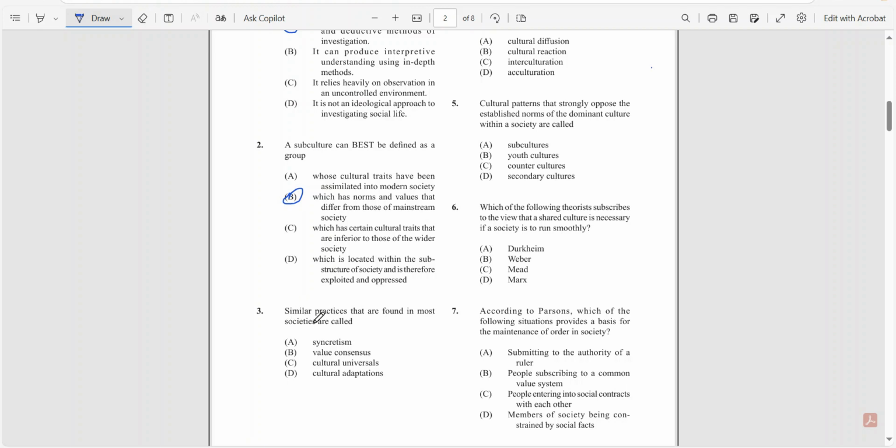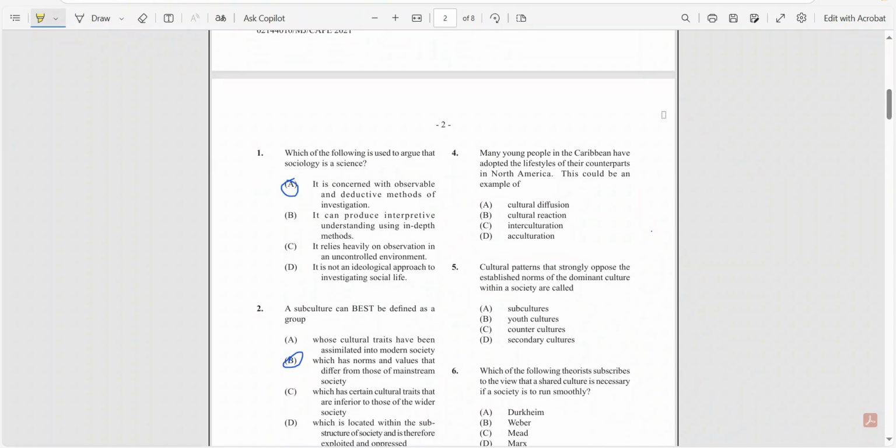3. Similar practices that are found in most societies are called A. Syncretism, B. Value consensus, C. Cultural universals, or D. Cultural adaptations. The answer is cultural universals. Number 4. Many young people in the Caribbean have adopted the lifestyles of their counterparts in North America. This could be an example of cultural diffusion.